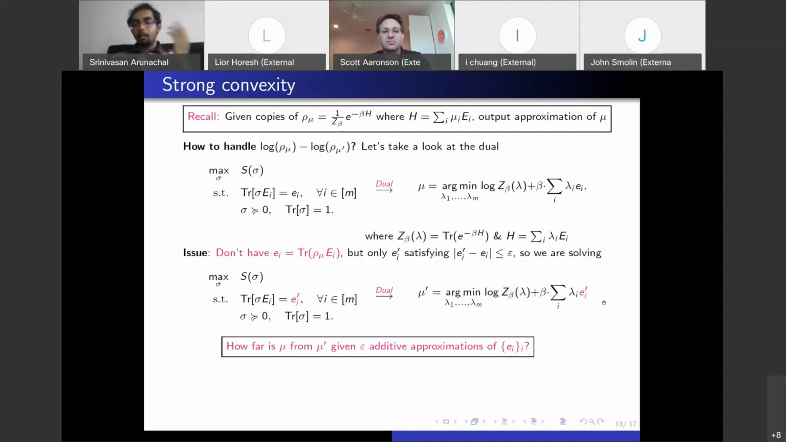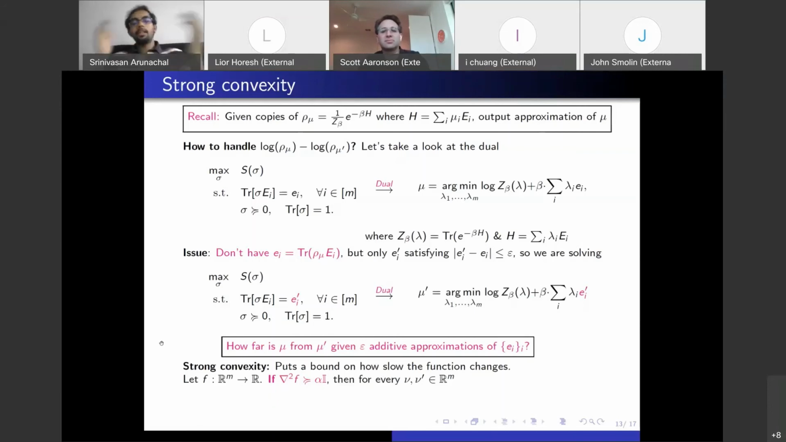And the crucial idea that we have here is to use strong convexity. Strong convexity is something people in stochastic optimization have developed, and it's been used a lot in machine learning. What it does is put a bound on how slowly a function changes. In particular, let's say you have a function f, and you look at its Hessian, and let's say all the eigenvalues of the Hessian are at least alpha.